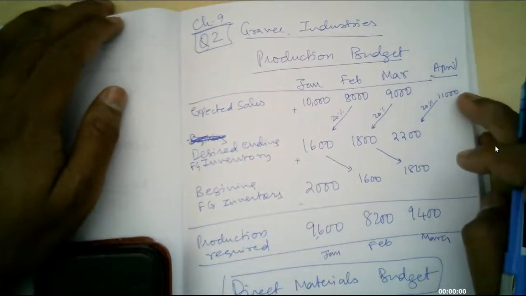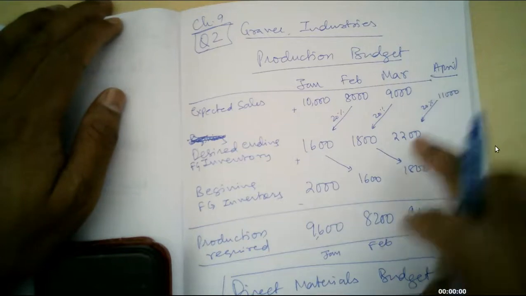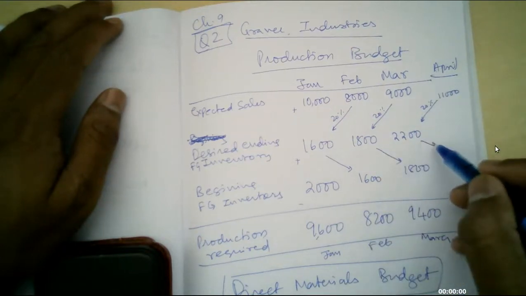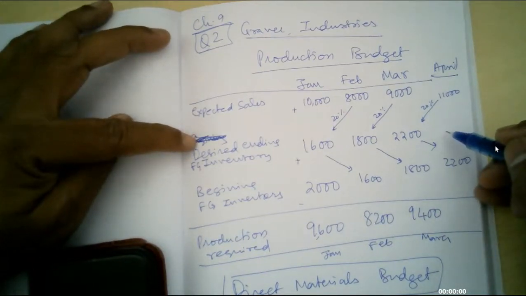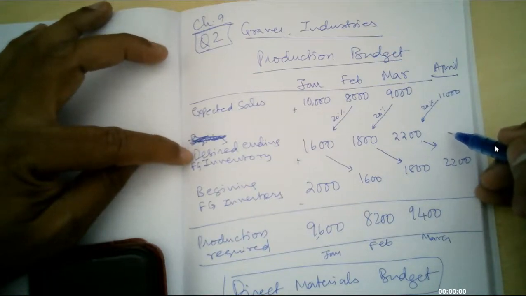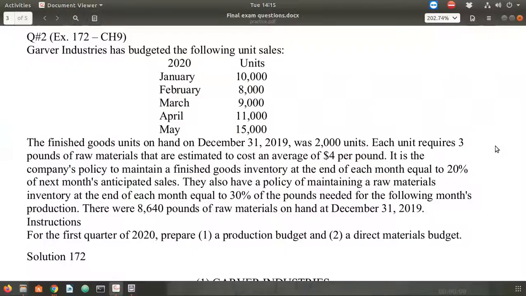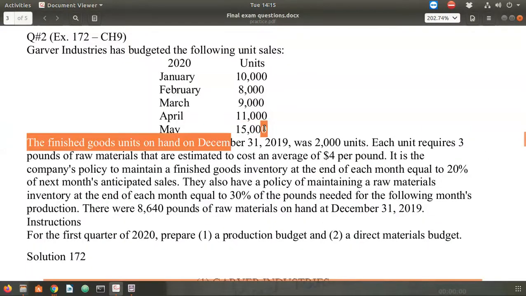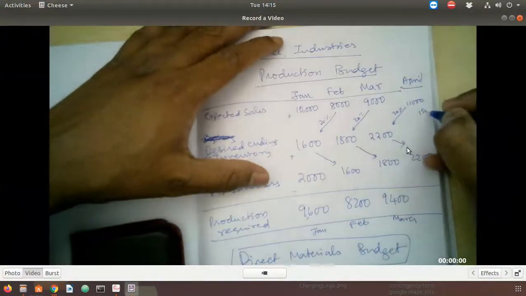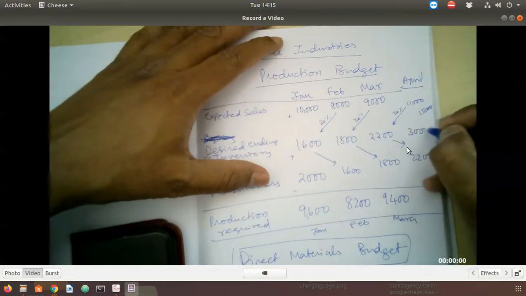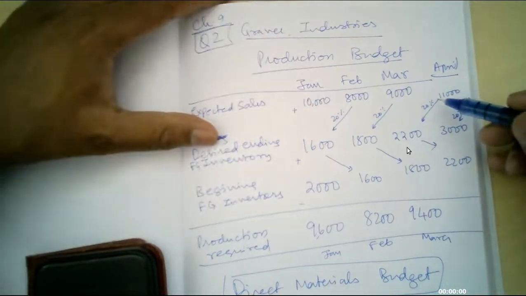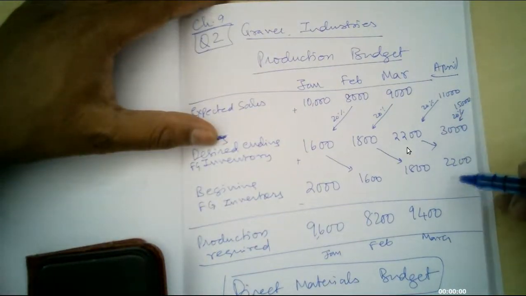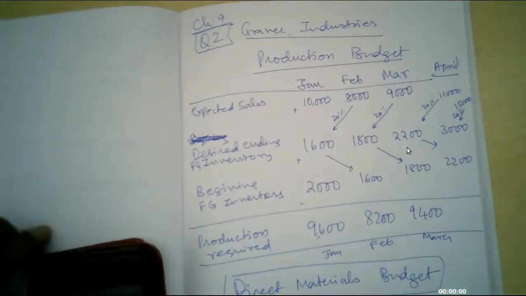so let's go back to the production budget. 10,000, 11,000 is the expected sales. 20% is here. The same inventory has to be maintained here, 2200. So therefore, what is the desired finished good inventory? That is 20% of May's. So the May is 15,000. Okay, so you take 15,000 and then make 20% of it. So it will be 3,000. So this is the 20% of 15,000. So now 11 plus 3, 14 minus 2,200.